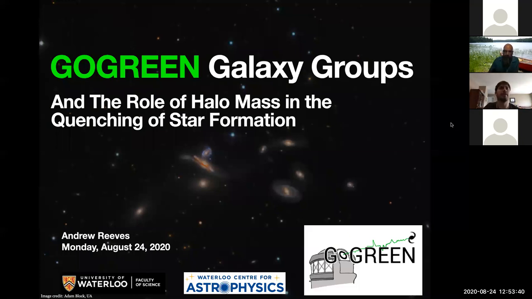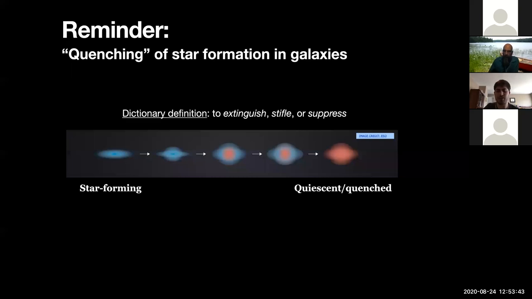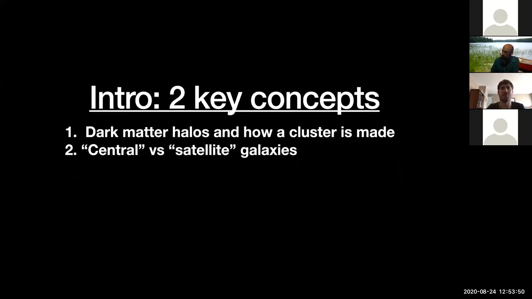All right. I'll just hop right into it. I was going to do a quick reminder of quenching, but I think it's been mentioned so many times now what quenching is. I'll just move straight into two key concepts I wanted to introduce for those of you who don't necessarily work in our neck of the woods of galaxy evolution. The first being dark matter halos and how a cluster is built up from dark matter halos. And the second key concept is more of a nomenclature thing, but does provide a framework for thinking about the problem, which is central versus satellite galaxies.